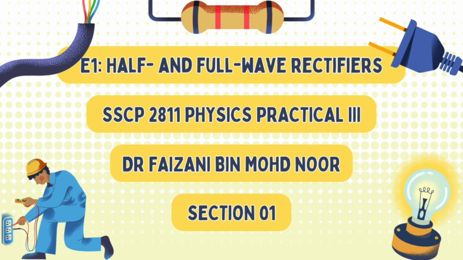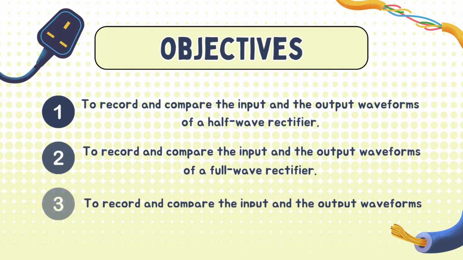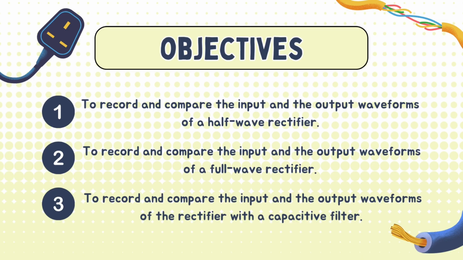Let's begin. Before we dive deeper into this experiment, let me share the objectives of this experiment first. The objectives of this experiment are to record and compare the input and the output waveforms of a half-wave rectifier, to record and compare the input and the output waveforms of a full-wave rectifier, and lastly to record and compare the input and the output waveforms of the rectifier with a capacitive filter.